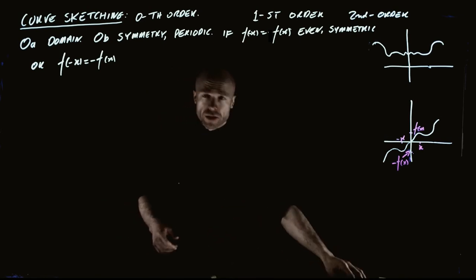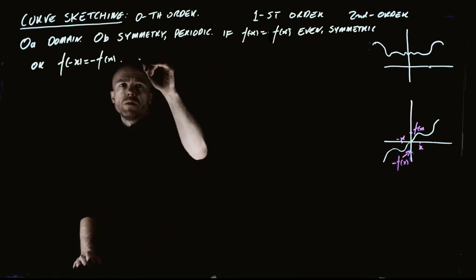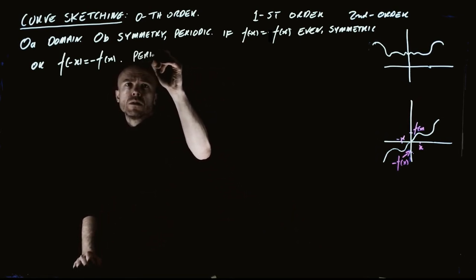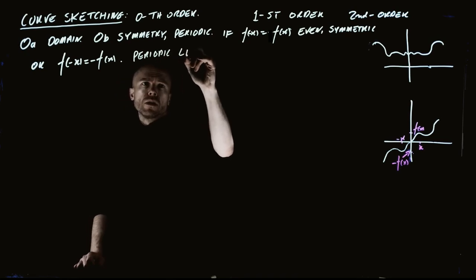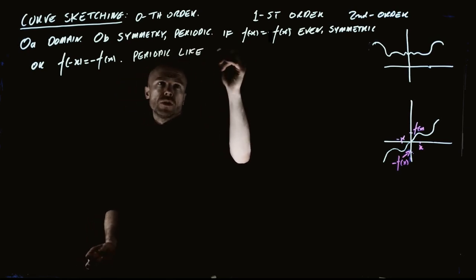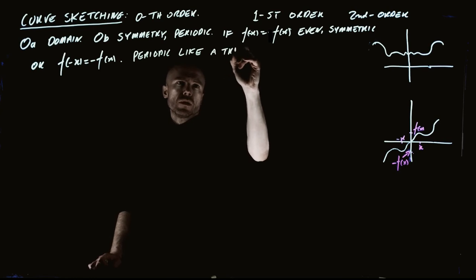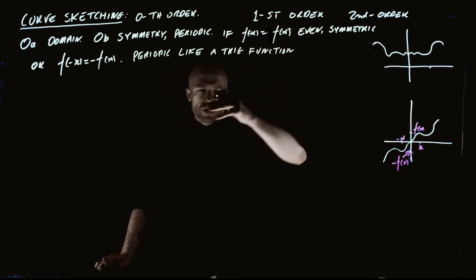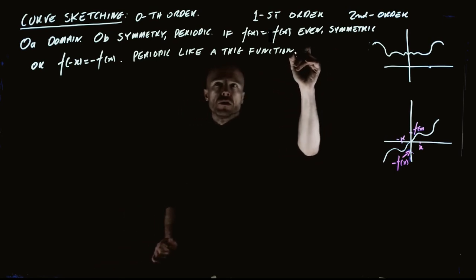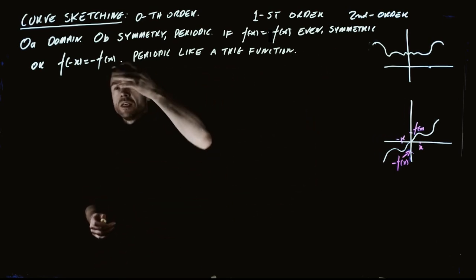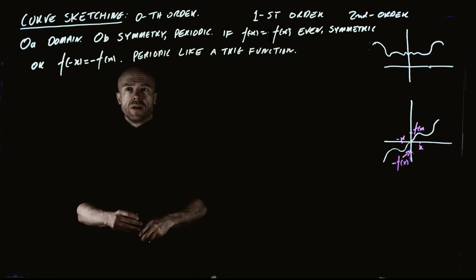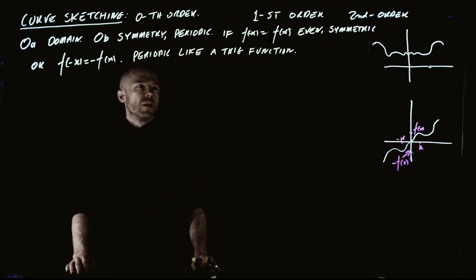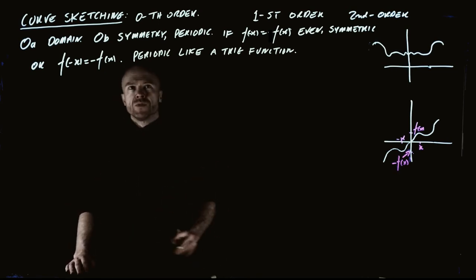And obviously if it's periodic, like a trig function, then we only have to worry about what it looks like on some little interval because it just keeps repeating itself from that point onwards. So that is 0b, those kind of broad properties.